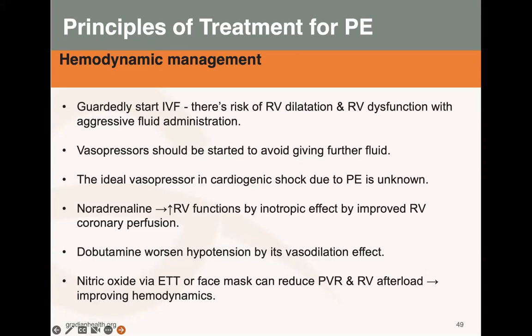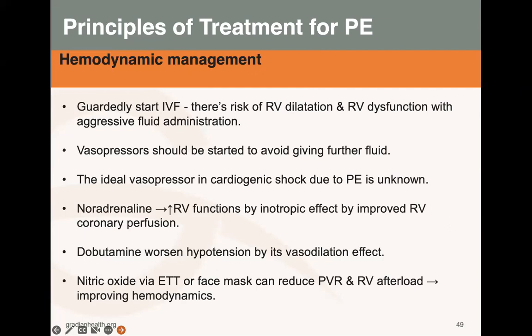In order to improve the hemodynamics, we might need to start vasopressors, okay? The ideal vasopressor in cardiogenic shock due to PE is unknown. We know with cardiogenic shock, we prefer to start with dobutamine and milrinone and the like. But in this case of a PE, we don't have the ideal one that we know. You can start noradrenaline because it increases right ventricular function by its inotropic effect, and it can also improve coronary perfusion. So it's good to start with noradrenaline. Dobutamine has been shown to worsen hypotension because of the vasodilatation effect. So we don't start with dobutamine, which in a normal cardiogenic shock we usually like to start with.